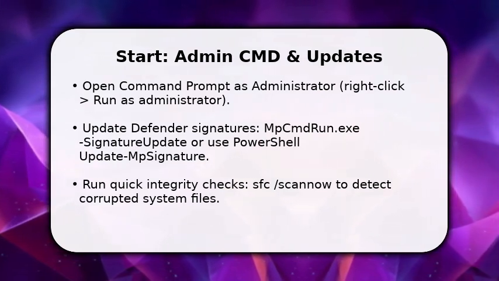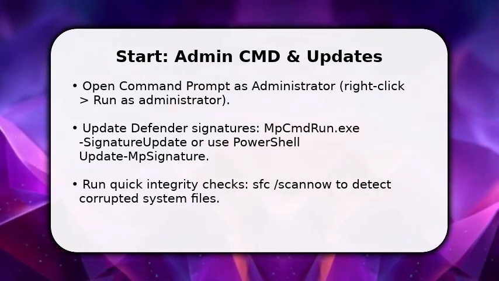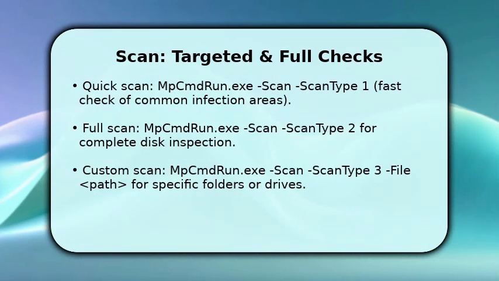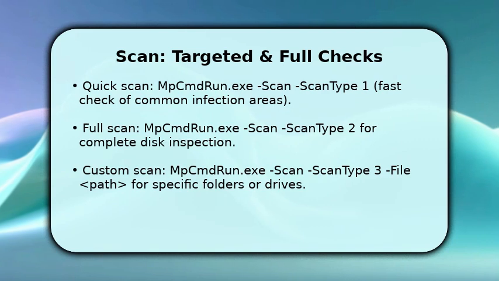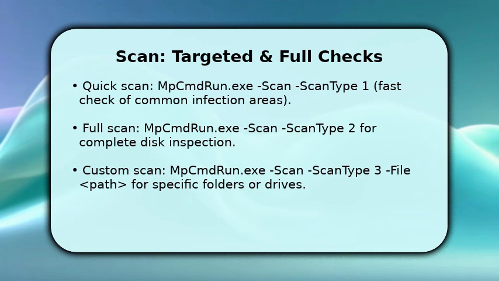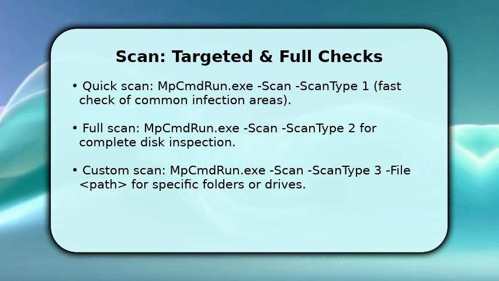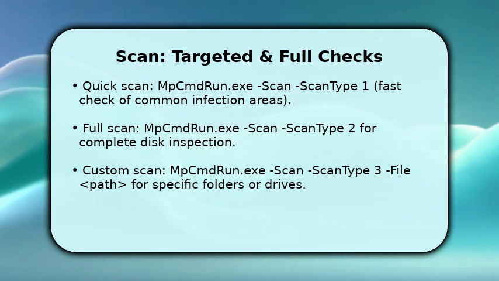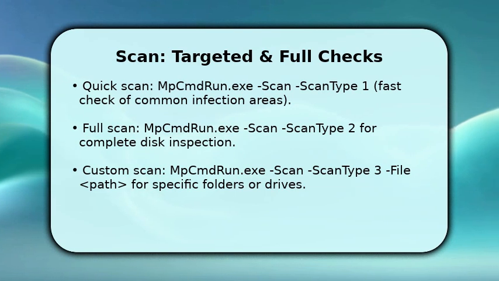Make sure to let each command finish before moving on, because partial updates or interrupted integrity checks can cause problems. You'll start with a quick scan using MpCmdRun.exe -Scan -ScanType 1 to catch active common threats fast. This gives immediate insights. Once finished, run a full scan with -ScanType 2 to examine every file on attached drives, which takes longer but finds deeply hidden malware.